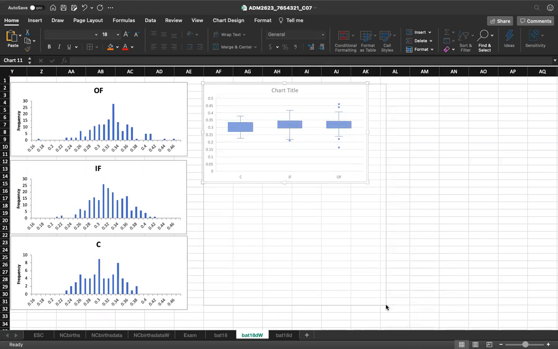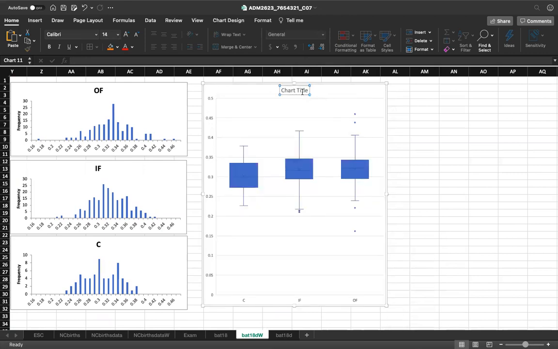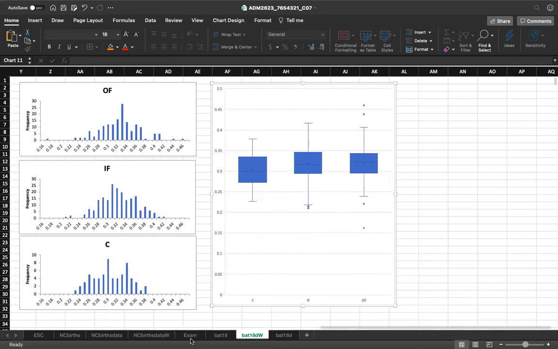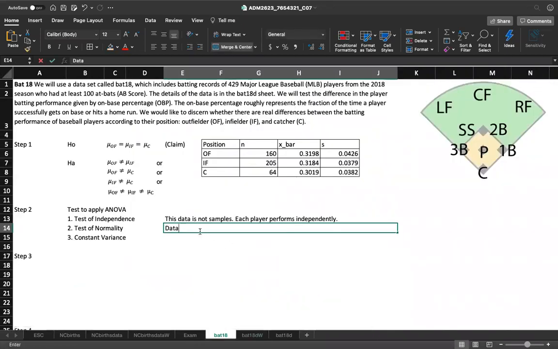So we observe there are just a couple of extreme values, 1, 2, 3, 4 in the OF, just 2 values in the IF and none in the catches. So we can assume data is normally distributed.